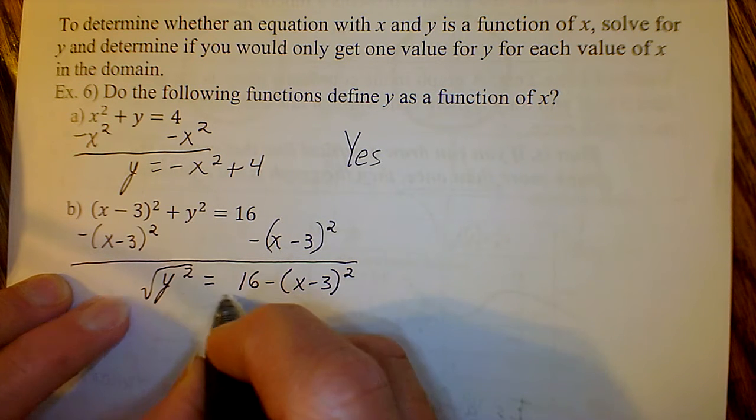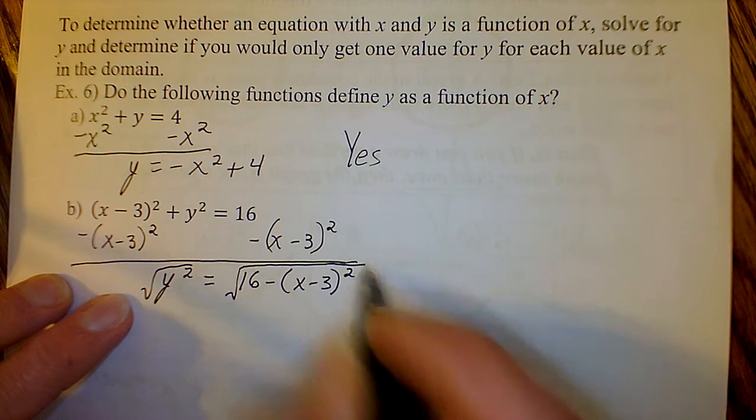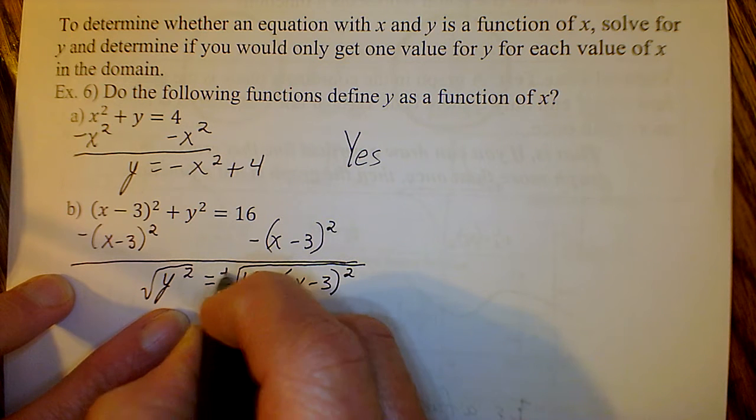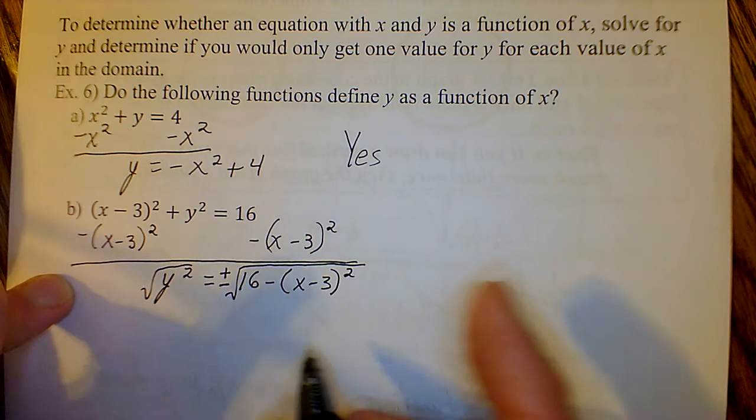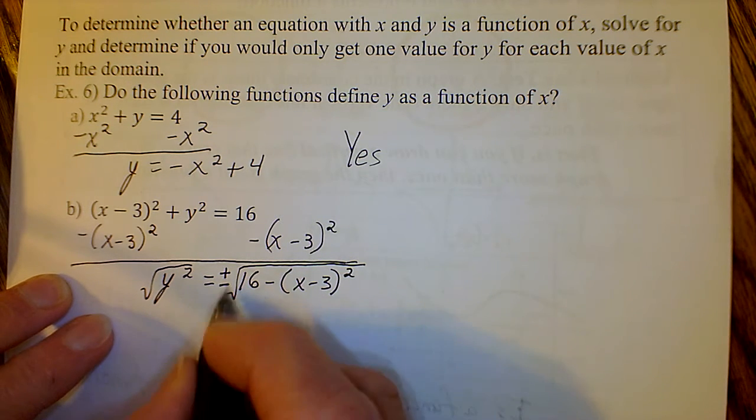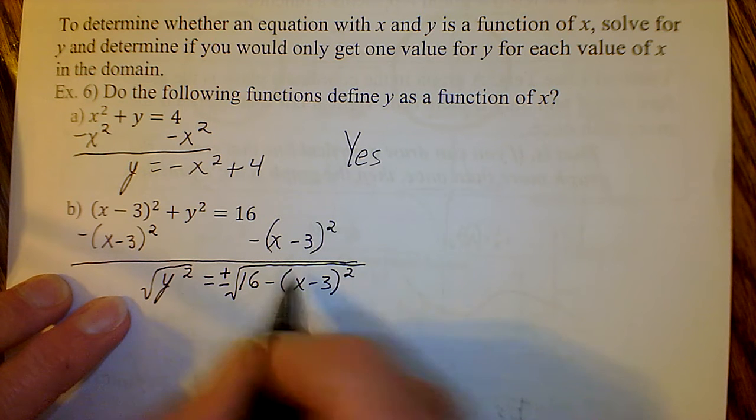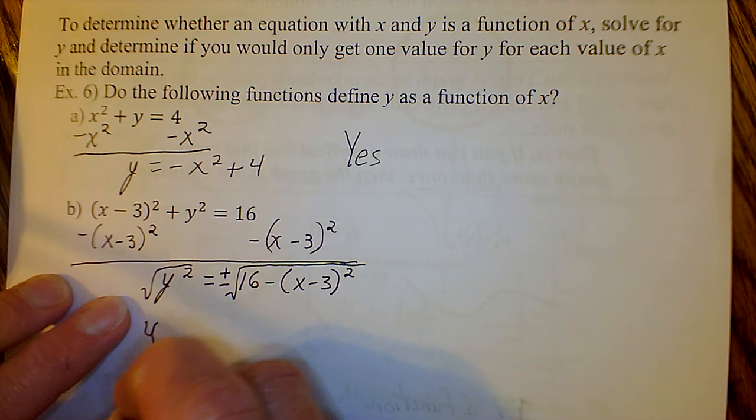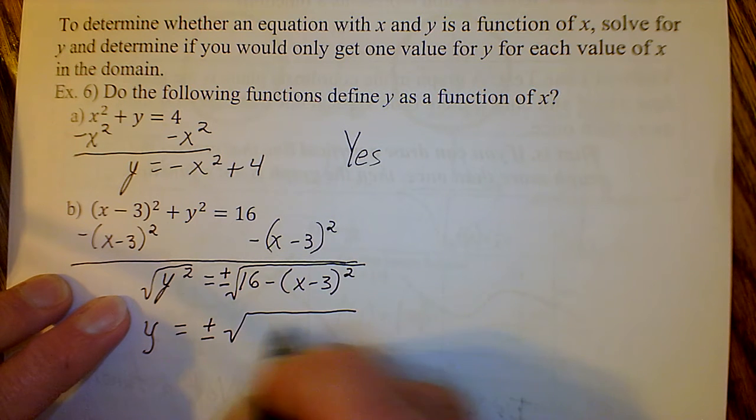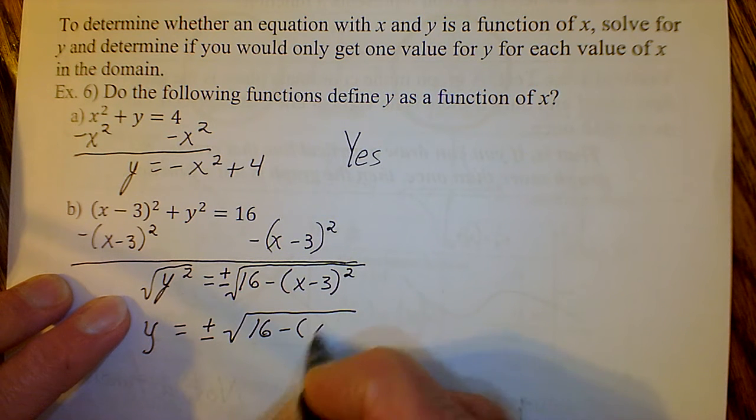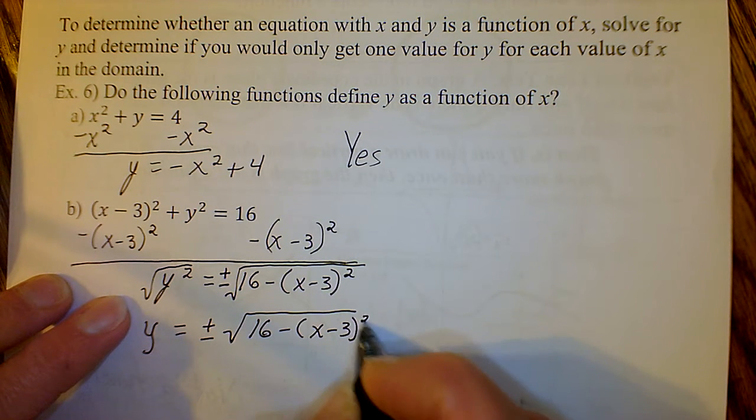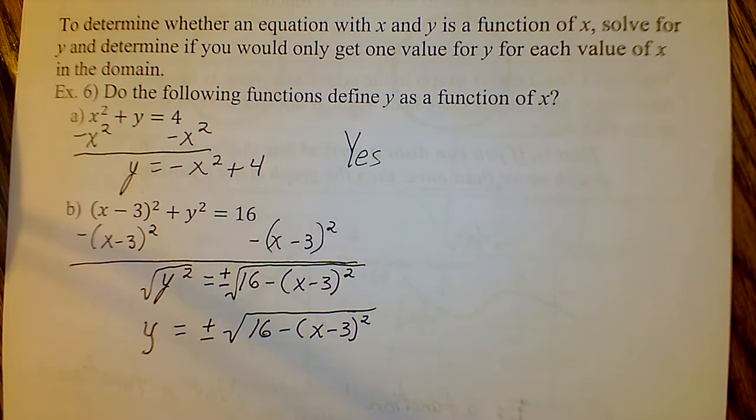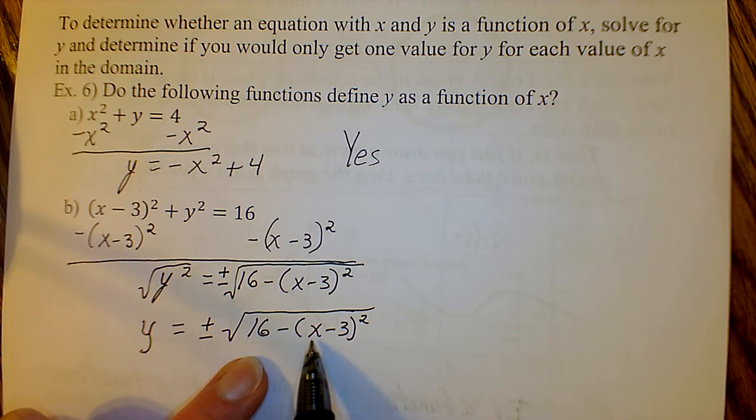So when I take the square root, I need to remember that I could have had a positive number or a negative number. And so we've got to put plus or minus on the right side. And so we're going to have y is equal to plus or minus the square root of 16 minus x minus 3 quantity squared. So in here, first of all, we've got to make sure we're not going to put anything in for x that's going to give us something negative inside here, but 0 certainly works.